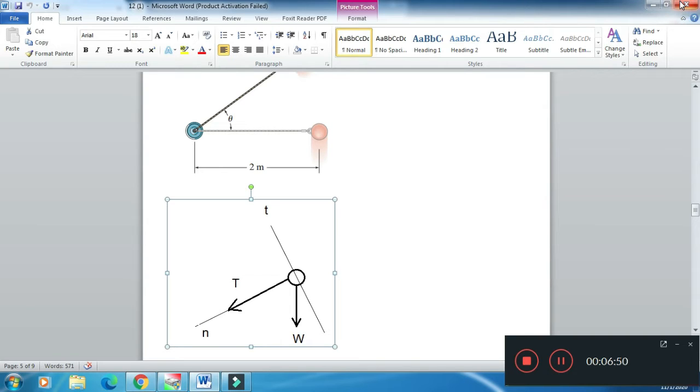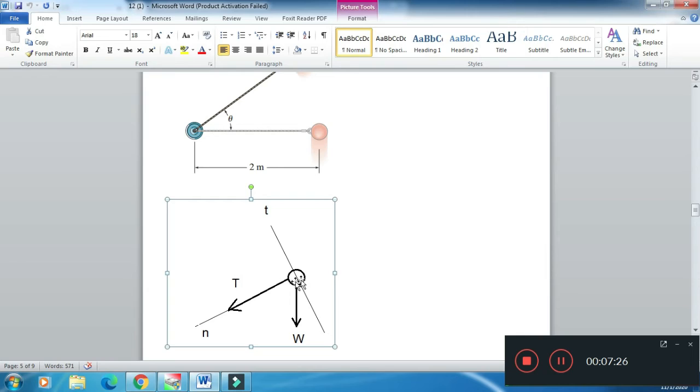So you can see various directions. Since the bob is moving in a circular path, it is convenient to use the normal and tangent system rather than the rectangular coordinate system. So for a particular angle, this is the direction of normal, the direction of the chord is the direction of normal, and tangent to the normal direction is the tangential direction.